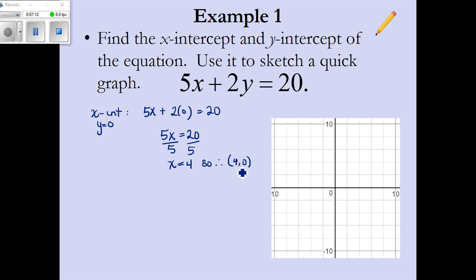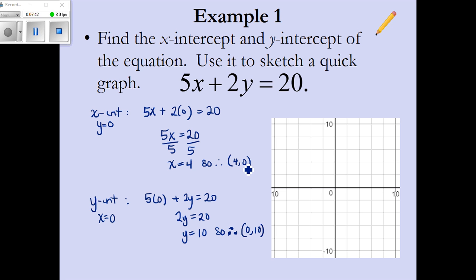Okay. Now we need the y-intercept. That's where we put x equals 0. So 5 times 0 plus 2y equals 20. 5 times 0 is 0, so we have 2y equals 20, y equals 10. Therefore, this little triangle with 3 dots means therefore. Therefore, the intercept would be 0, 10.